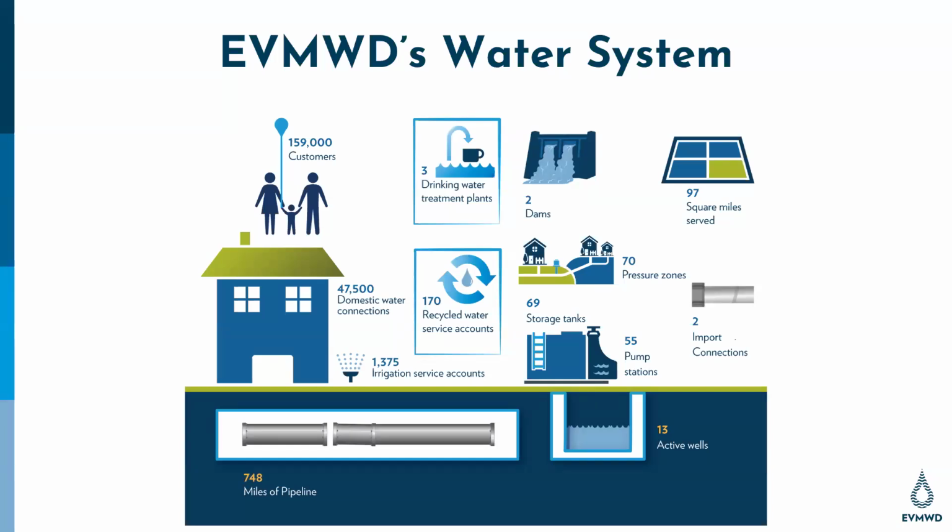Then we also have 2 import connections where we take water on the north end from Metropolitan and water on the south end from Eastern Municipal Water District. We have 13 active wells, and the slide says 748 miles of pipe, but it needs to be updated. We're about 761 miles. We've had so much growth in the last year that this area is really expanding, and we're adding hundreds, if not almost 1,000 meters a year to the area because of growth.